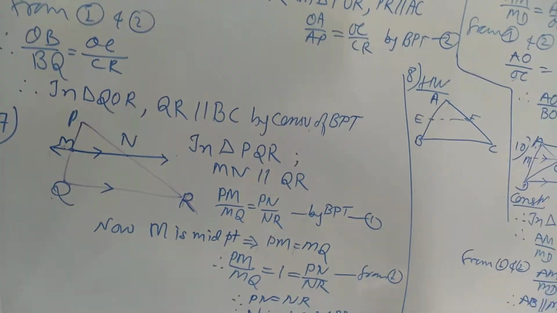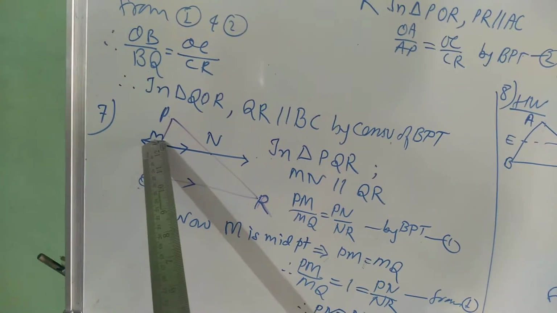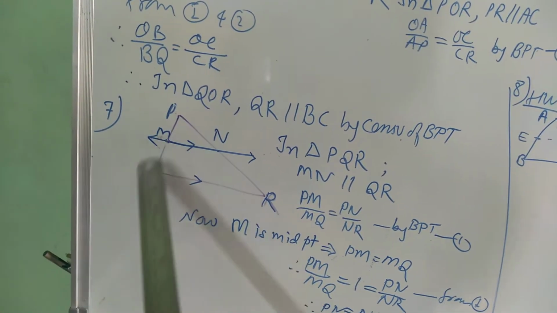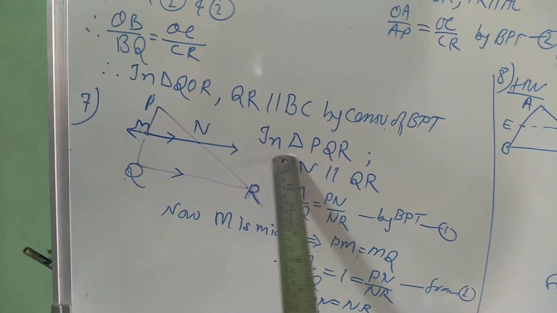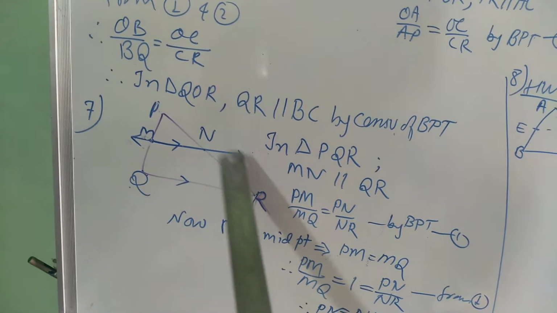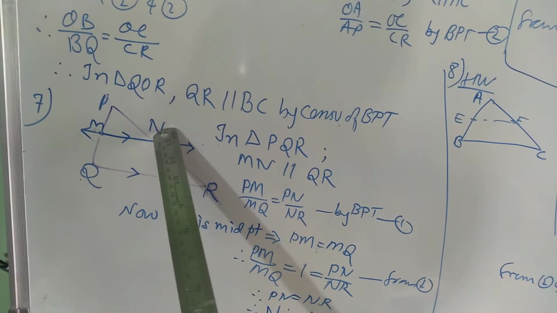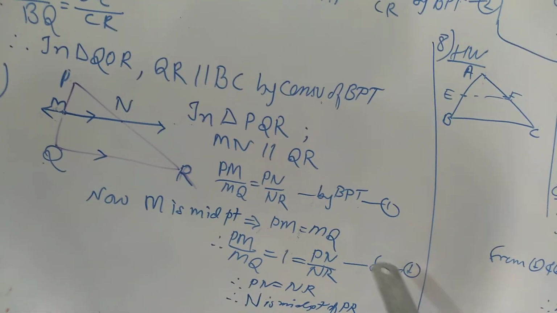In question number 7, it is given that for a triangle, the midpoint of one of the sides is given and a line is drawn which is parallel to the second side. We have to show that the third side gets divided into two equal parts. It means we have to show N is the midpoint.